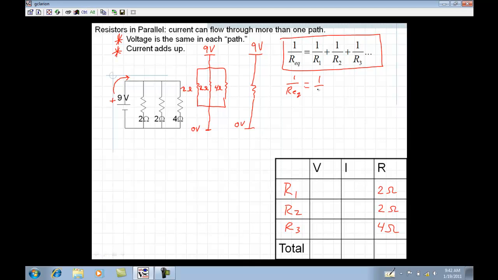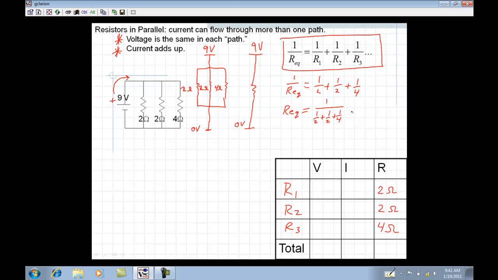Okay, so 1 over 2 ohms plus 1 over 2 ohms plus 1 over 4 ohms. And you guys might get used to writing this out this way as well. You might also be writing it out like this: 1 over R equivalent is equal to 1 over 2 plus 1 over 2 plus 1 over 4.